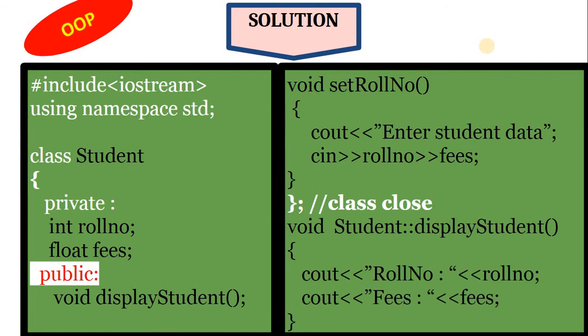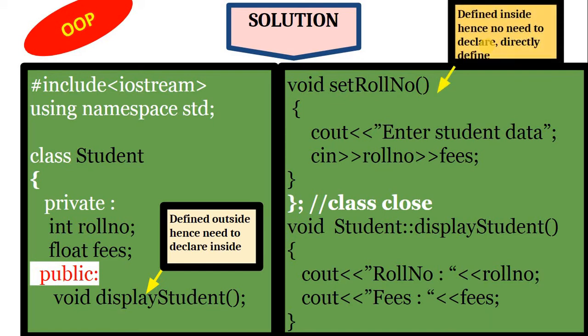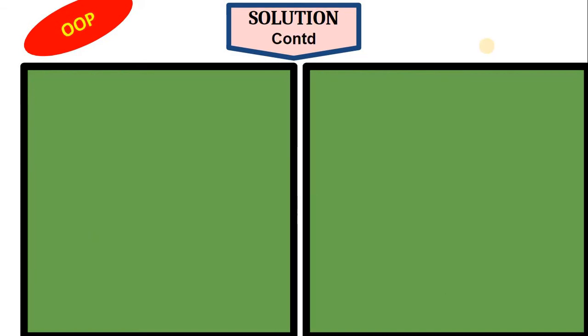Now what remains is the main function. Before that, you should understand that display student is defined outside, hence it needs to be declared inside, whereas set roll number is defined inside the class, hence it does not need to be declared; you directly define that function.